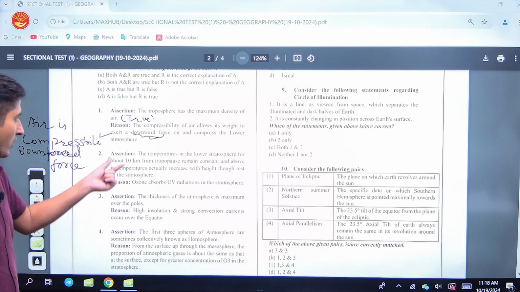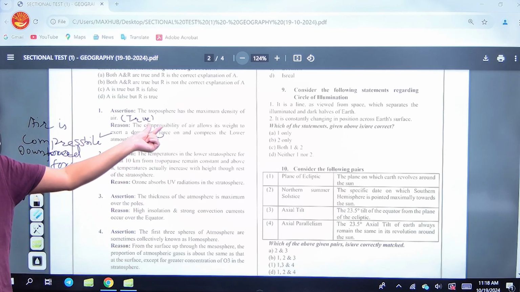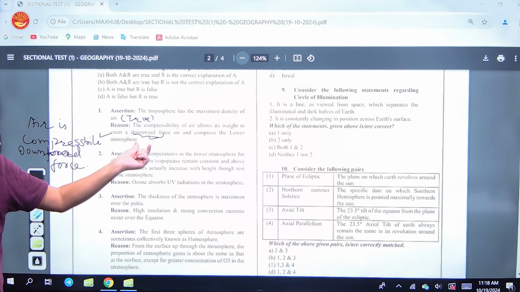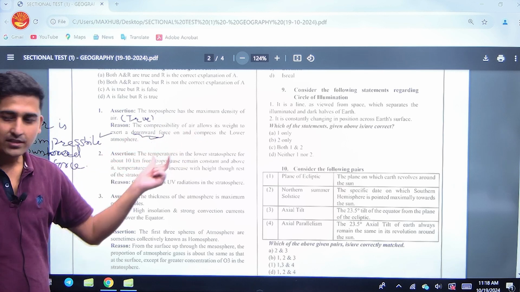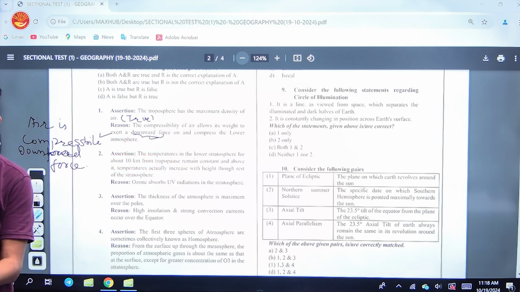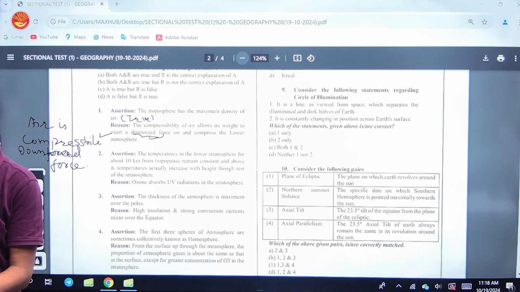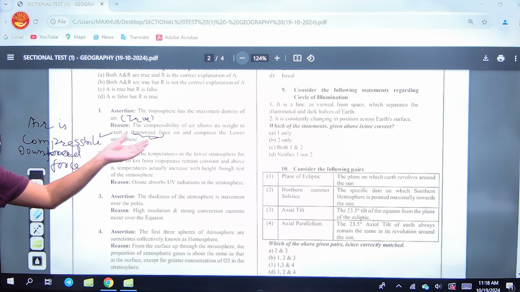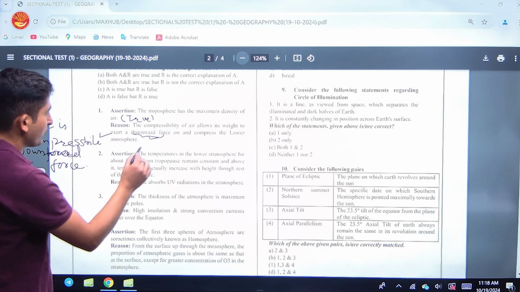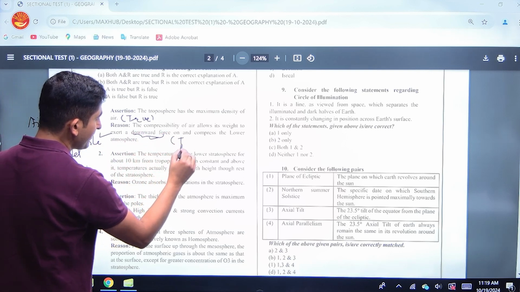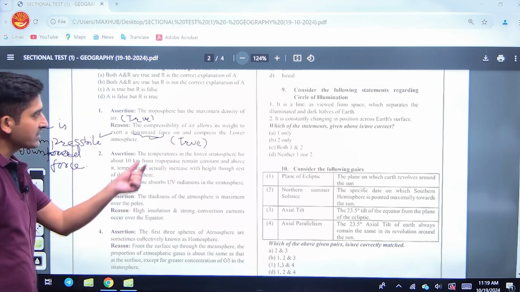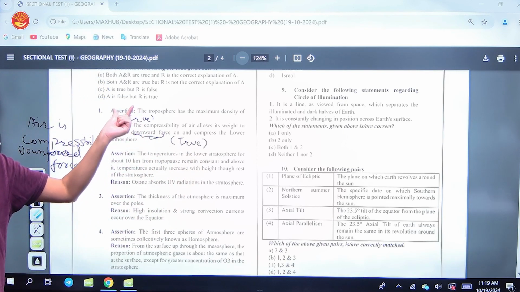Okay, so on compressing, because of this compressibility it exerts a downward force and compress the lower atmosphere. It is trying to compress the lower atmosphere. Okay, it is compressible. ऊपर जैसे जैसे वेट आता जाएगा तो these molecules will exert a downward force and they will compress the lower air. Compress the lower air. So statement 2 is also correct.